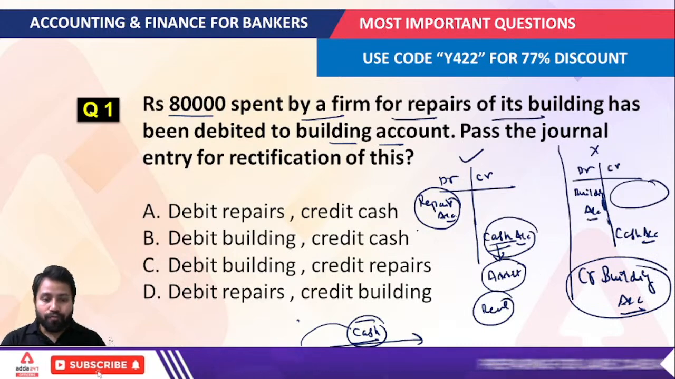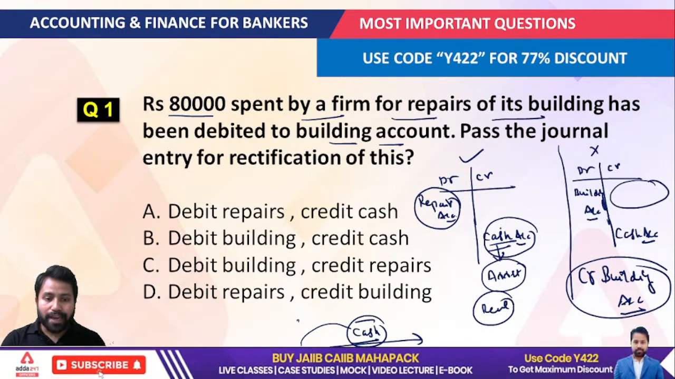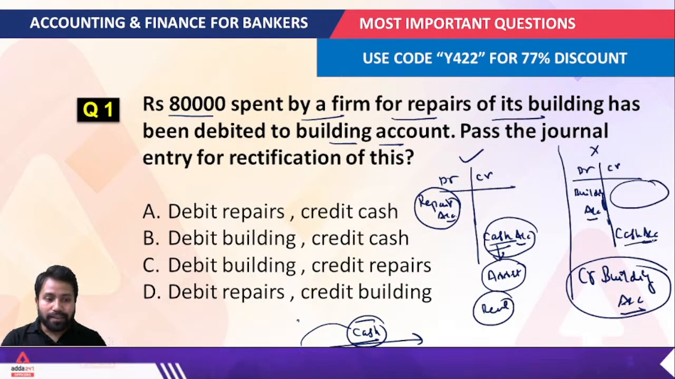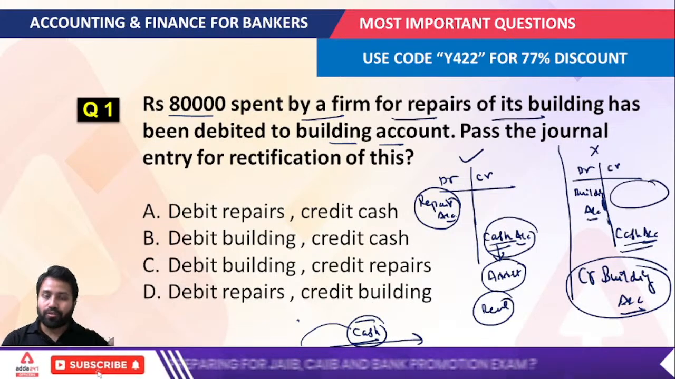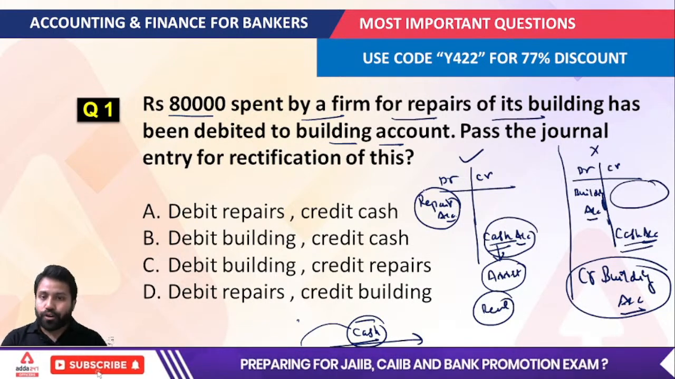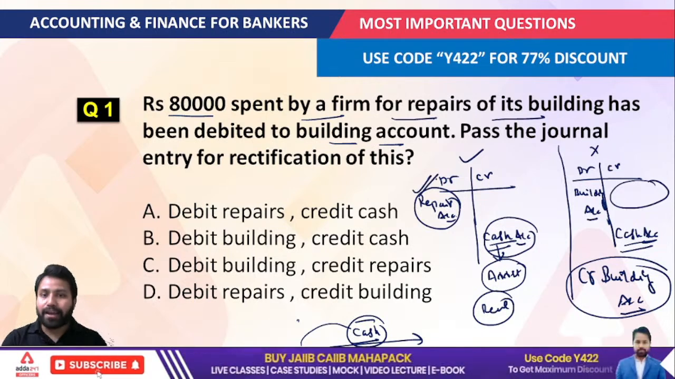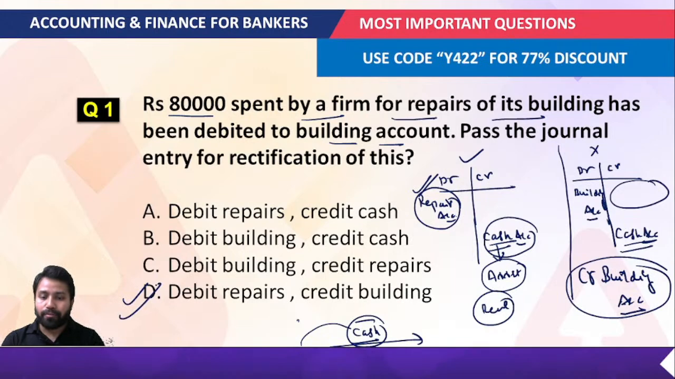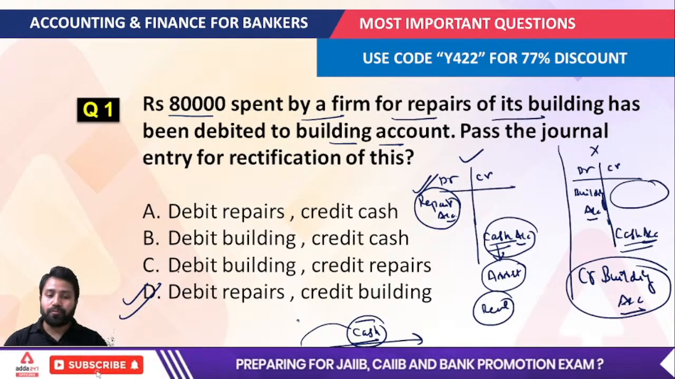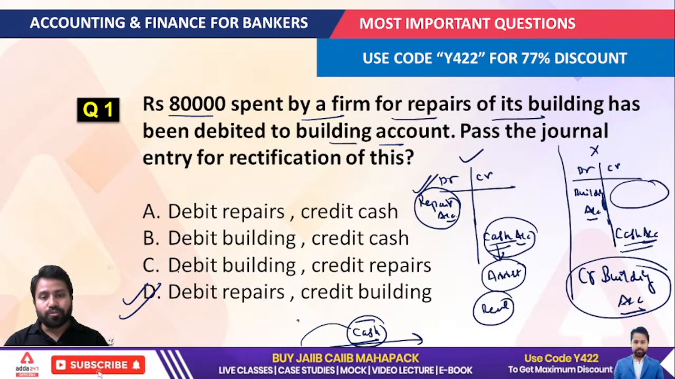Okay, what you want is that the cash account should be on the credit side, and you can see that the cash account is at the right place. Now what you needed is that the repair account should be on the debit side. So the correct answer should be debit repairs and credit building. That should be your correct answer for this question. Okay, this is how you have to solve the questions in the examination. Next question.